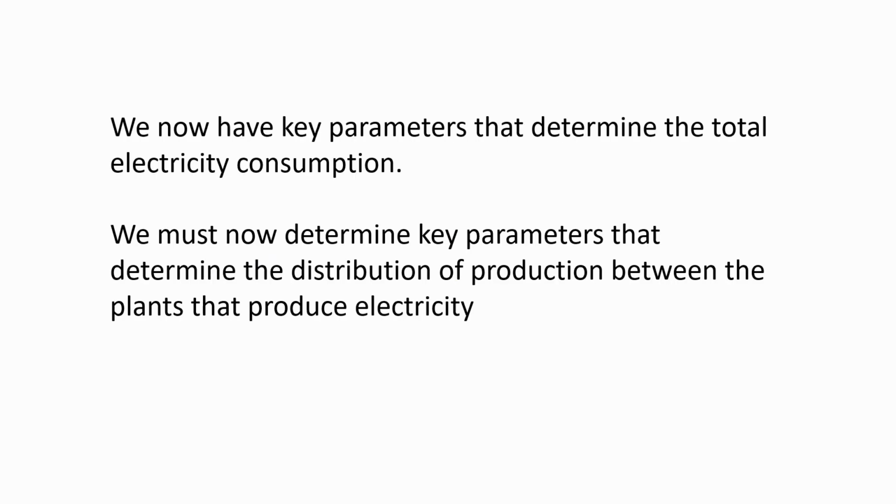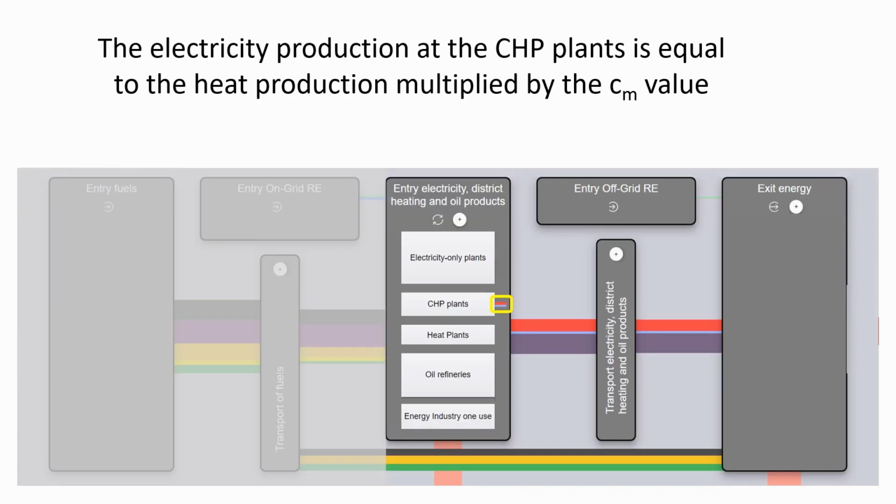We now have all key parameters that define the total electricity consumption. We must now define key parameters that determine the distribution of production between the plants that produce electricity. We know the heat production on the combined heat and power plants, and now we define a new key parameter, that is the CM value.